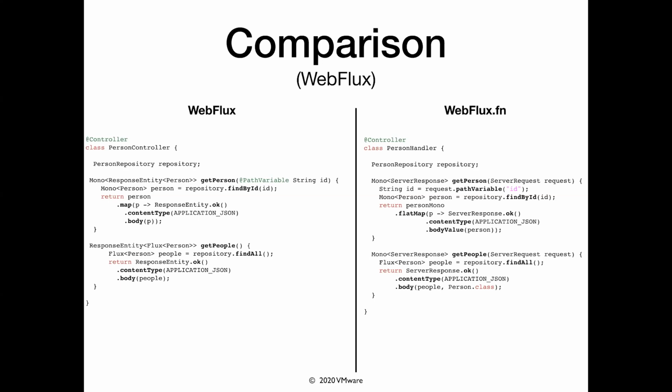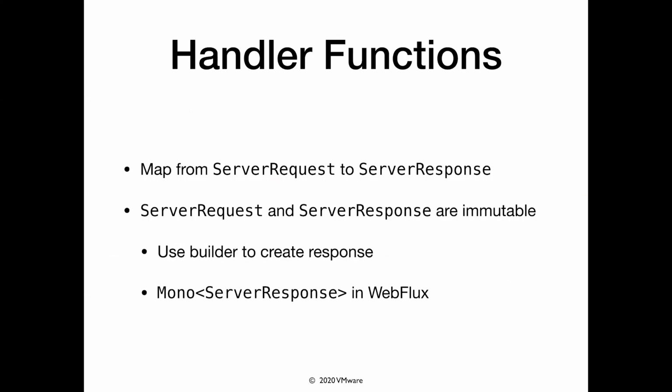Now you can complicate this, saying, okay, what if the Mono is empty, and what do we do in that case? Well, that's something I cover in this other presentation, so look that up if you want. Same thing on the getPeople method. You can see that they're still sort of similar, right? You still have that asynchronousness in it, and both sides need to deal with that. So once again, handler functions are not that different from Spring MVC when creating response entities. It's a fairly similar model, more or less.